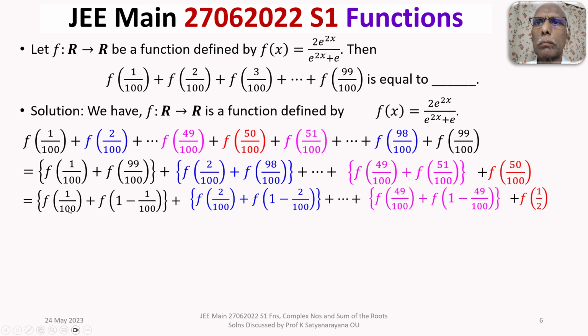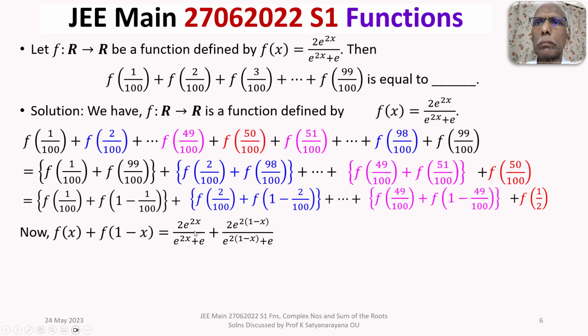For x equal to 1 by 100, x equal to 2 by 100, up to x equal to 49 by 100. So we will now compute the value of f of x plus f of 1 minus x. f of x is 2e to the power of 2x by e to the power of 2x plus e, and for f of 1 minus x, wherever there is x you write 1 minus x.